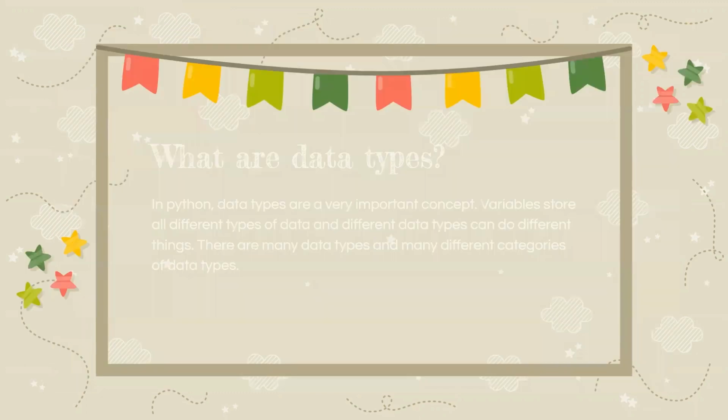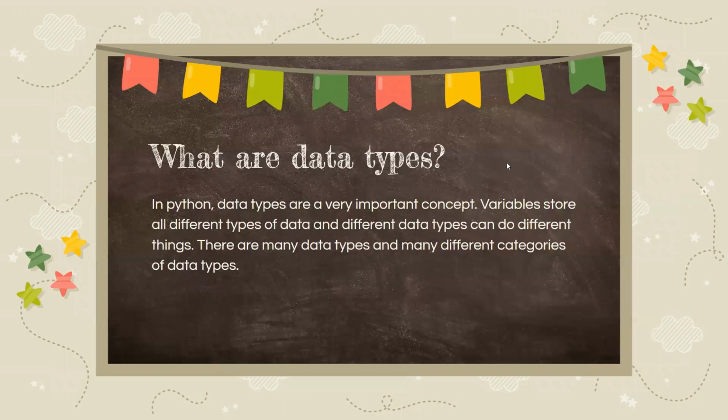So first of all, what are data types? In Python, data types are a very important concept. Variables store all different types of data, and different data types can do different things. There are many data types and many different categories of data types. So basically, variables store different types of data. It's not always words, it's not always numbers. There are so many different types of values you can put inside your variable, and the different types of values you put inside are data types.